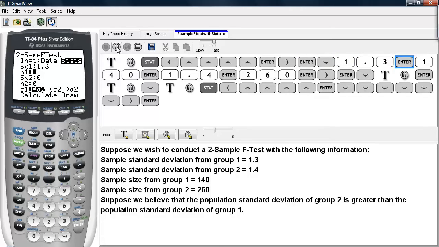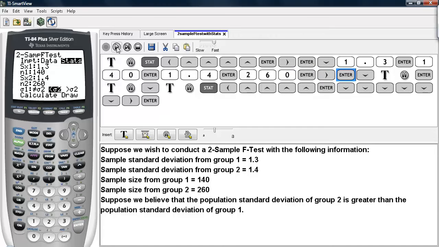Sx1 represents the sample standard deviation from group 1, and n1 represents the sample size from group 1. Sx2 is the sample standard deviation from group 2, and n2 is the sample size from group 2.